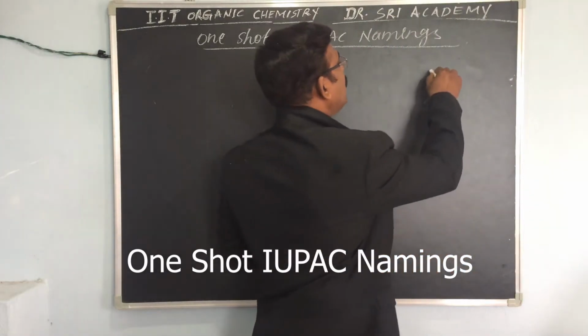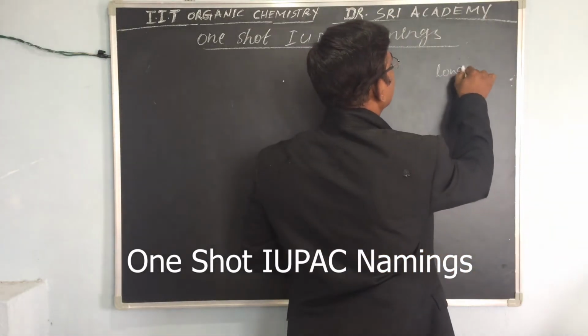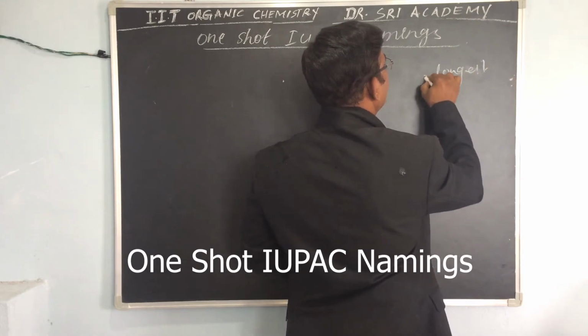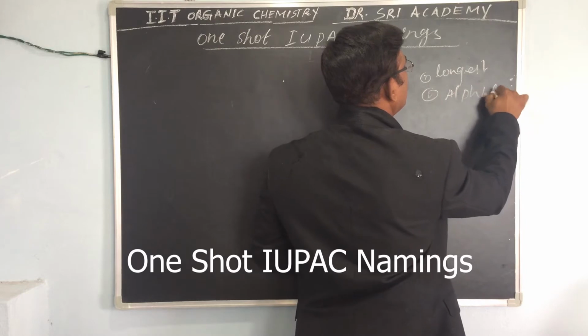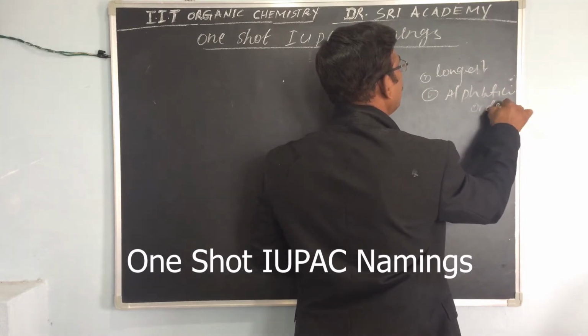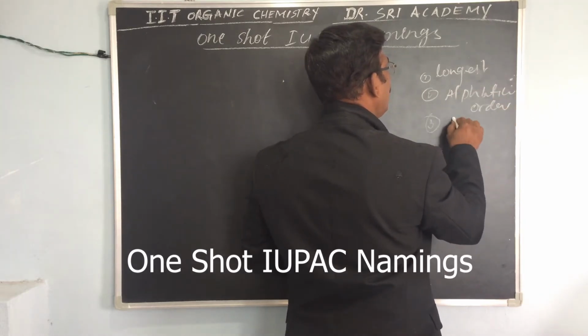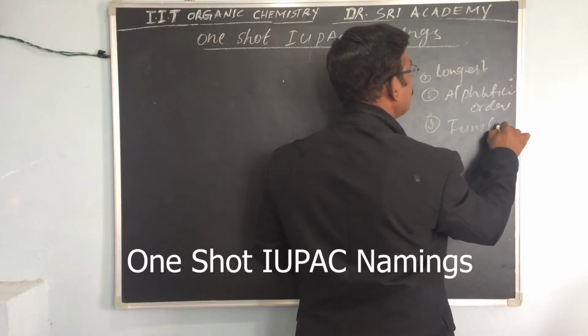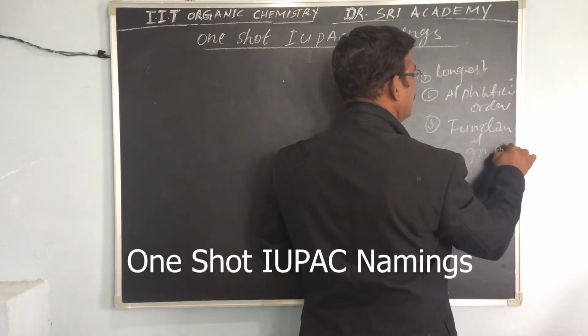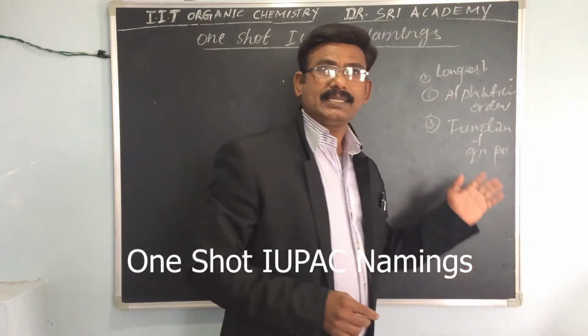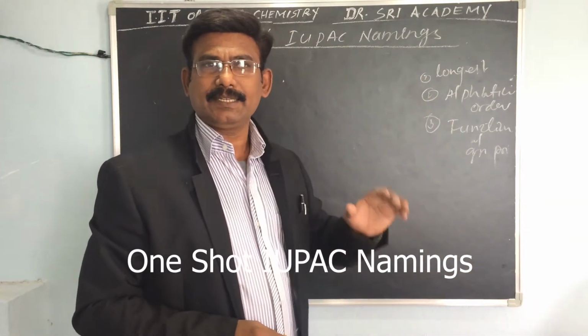First you should select the longest chain. Second one is the alphabetical order, and third one is the functional group priority. In this, suffix and prefix are there. Just what is the priority?